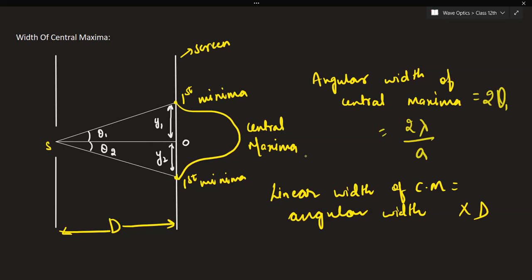And now see, if you have to find out the linear width of it, how much is the linear separation? That will be simply whatever is the angular width multiplied by the distance. So angular, it's like length of arc multiplied by the radius. It's like this only. So you will get linear width as 2 lambda by a multiplied by this D. A numerical from this can be asked. It can be asked, formula based.